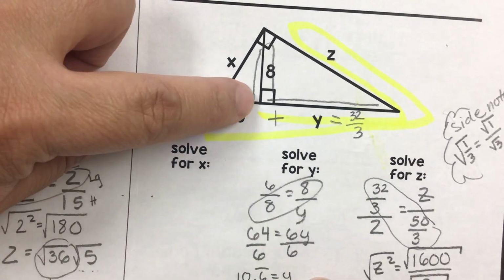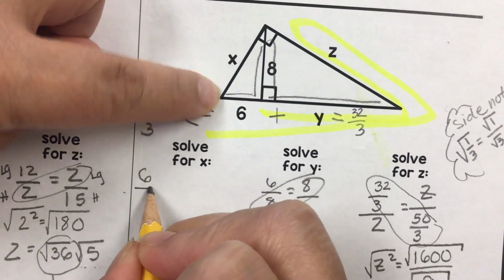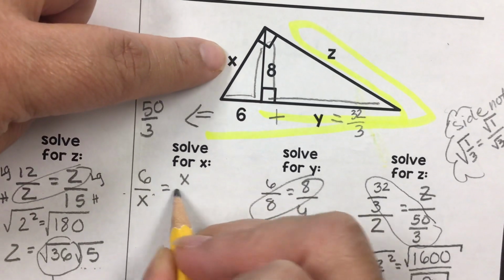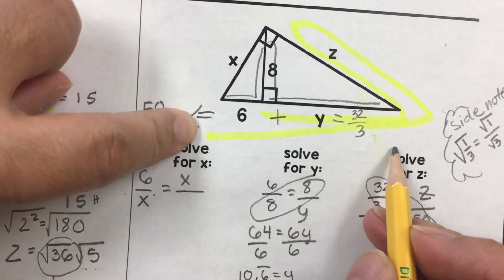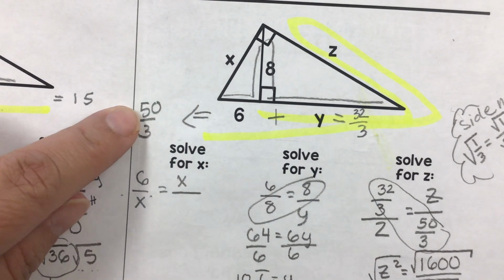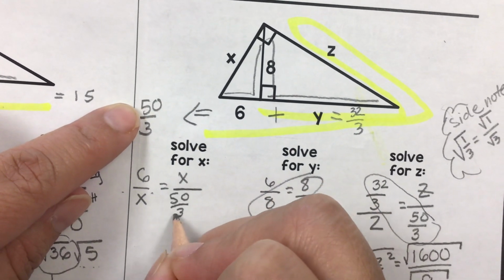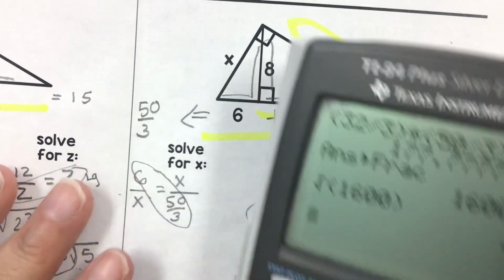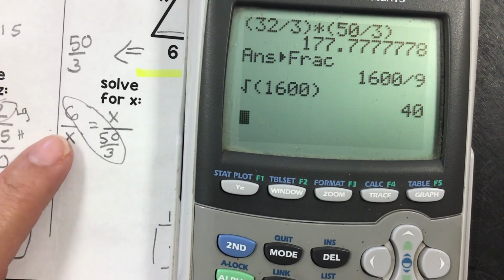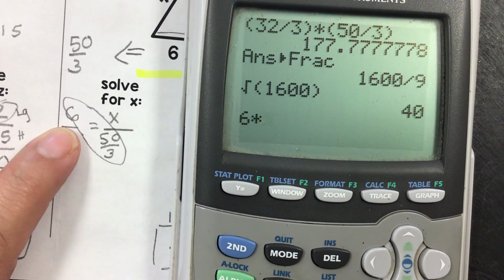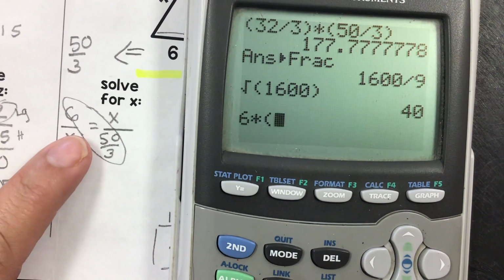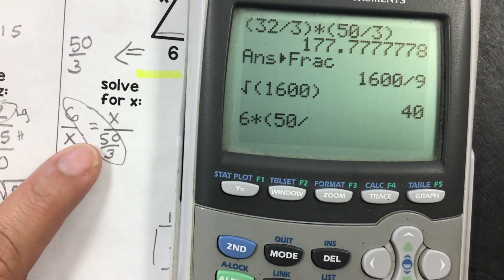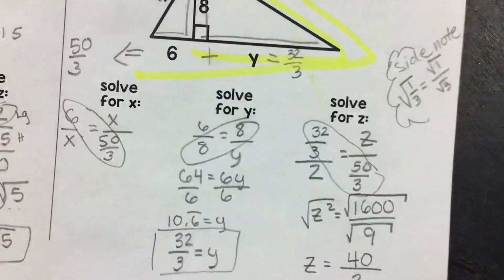For the x, we start at the 6 divided by x is equal to x divided by the whole hypotenuse of the big triangle, which was 50 over 3. Very good. We're going to cross multiply. So even though the numbers look ugly, we're still doing the same thing over again. 6 times, and how do you put that in the calculator? I recommend a parentheses, 50 divided by 3. Hit enter, and you get 100.